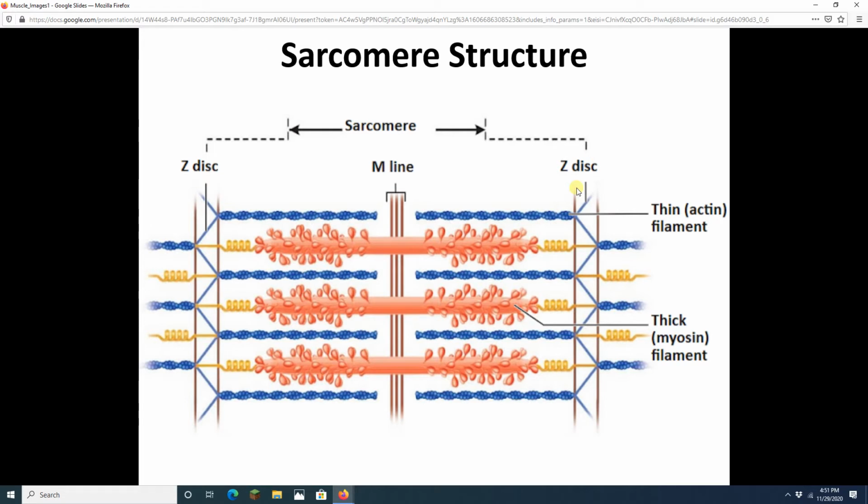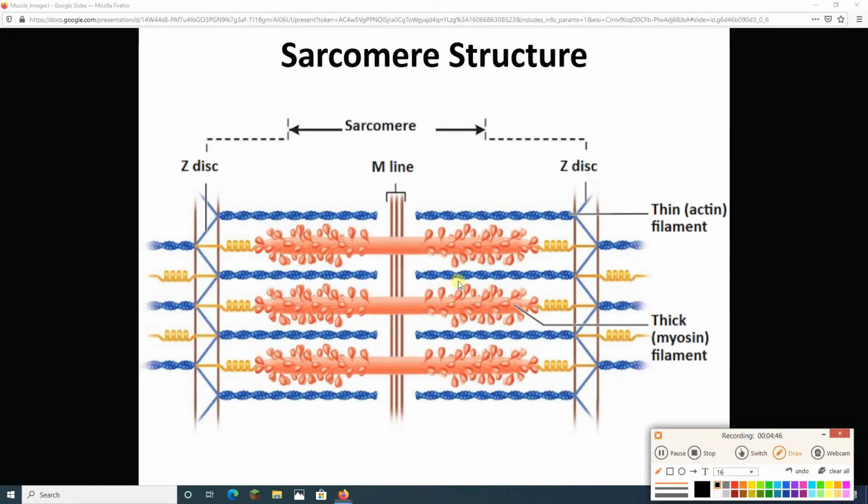Now, from one Z disc to the next is a sarcomere. And what we got to figure out is how this sarcomere is going to contract. And to do that, what I want you to notice is these little roundish things. These are called myosin heads. And what they have the capacity to do is they can reach and grab on to this blue thin filament, and they can adjust the amount of overlap. Like, just think about this for a second.